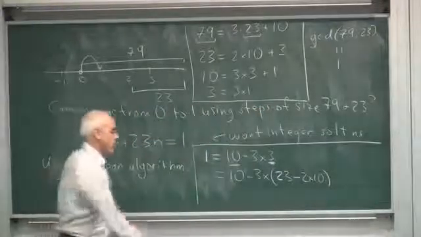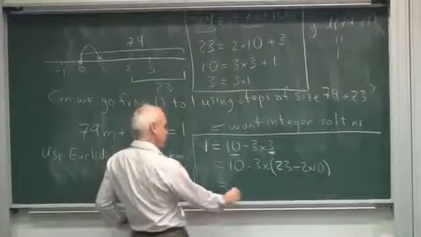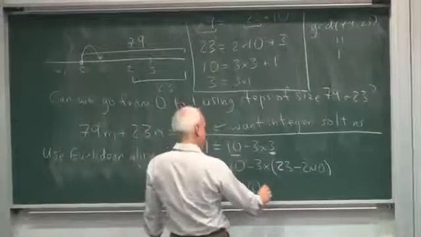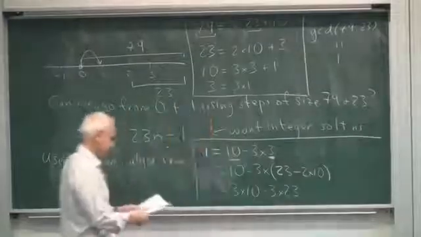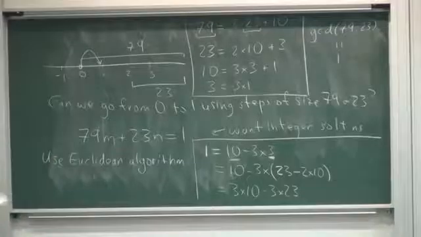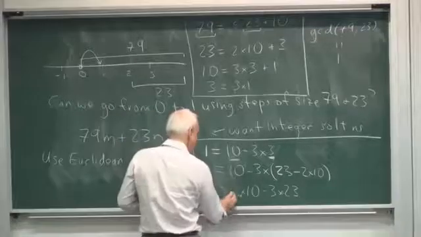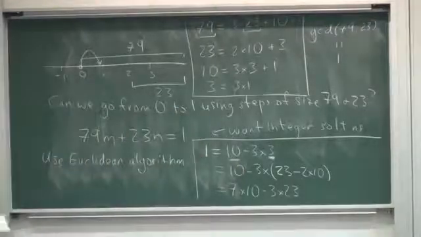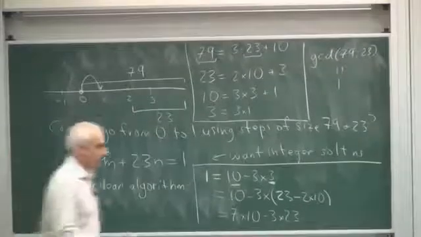And then I'll group all the 10s together and all the 23s together. The 10s, there's 3 10s, 3 10s minus 3 23s. 7. Yes, 7 10s. Thank you. Minus 3 23s.